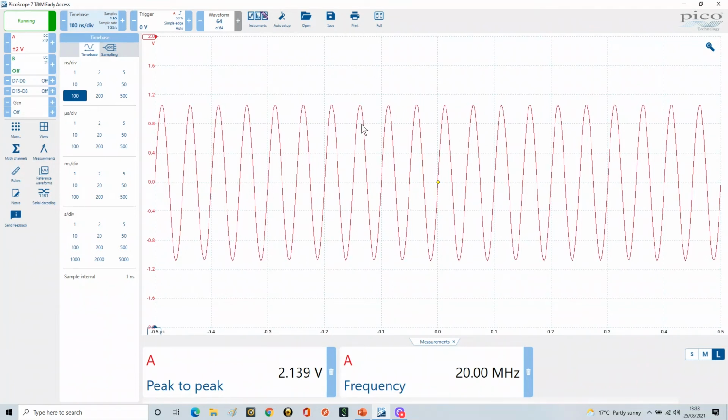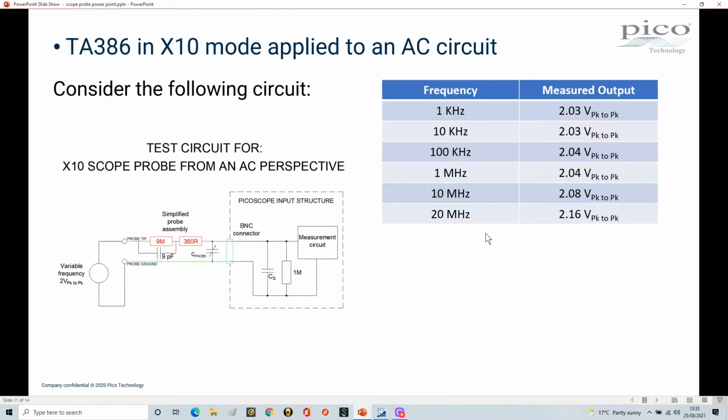But let's have a look at this tabulated. So let's go back to our presentation. And once again, I did these numbers earlier on. So why are these numbers actually rising? It's good that they're relatively linear. So we're not getting a massive drop at the higher frequency, which is great. So this is just going to show that our probe does have a higher bandwidth than the previous example when it's in times 1 mode.